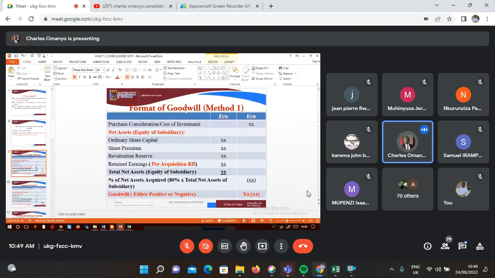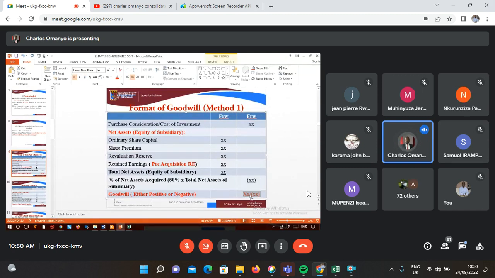How much profit did this company have at the time we were buying them? That is pre-acquisition. And then you get the total of your equity. Remember this is the equity of the whole subsidiary, but you did not acquire the whole subsidiary. Maybe you acquired only 80%. You now get 80% of the total equity. If you acquired 90%, you take 90% of the total equity, and you bring the answer there. Then you take purchase consideration minus the percentage of the total equity. The answer you get is the goodwill.